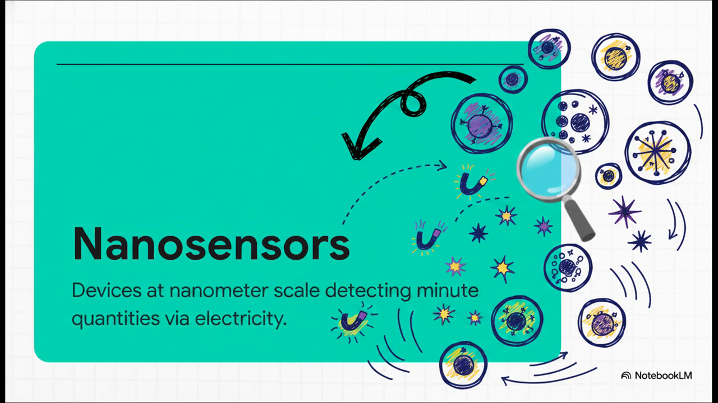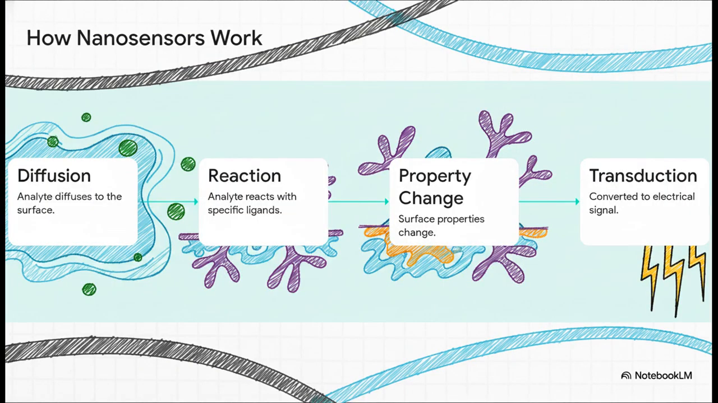And they achieve this biological precision using specific targeting ligands that act kind of like tiny magnets, attracting a specific marker of interest which we call an analyte. Logically, here is exactly how that chemical sequence plays out.